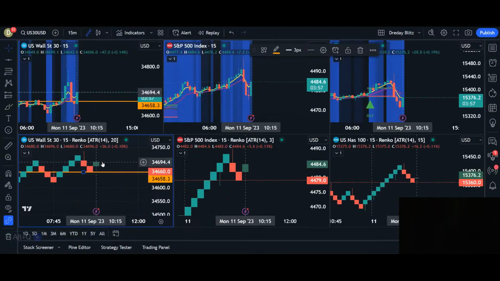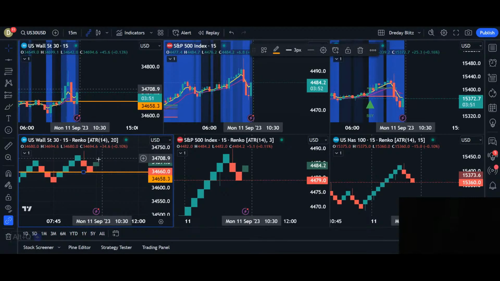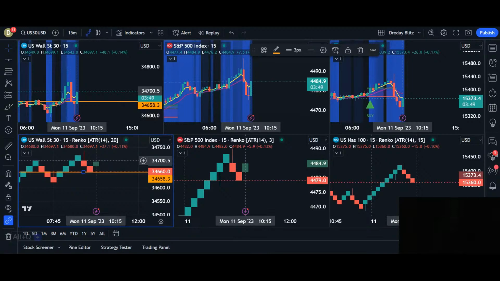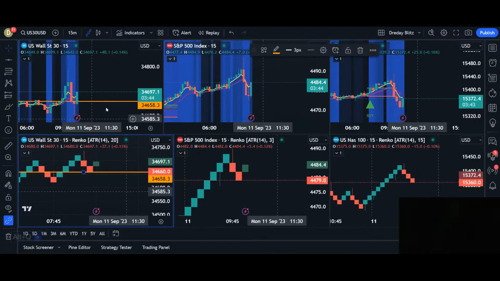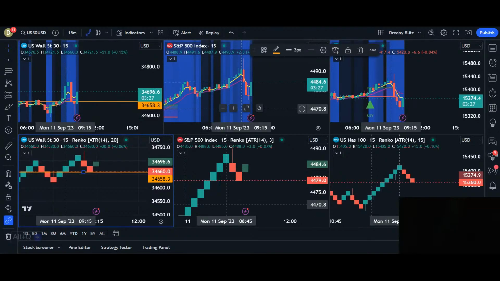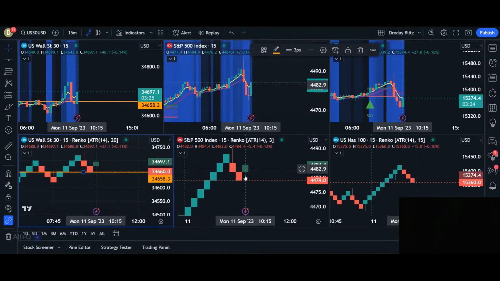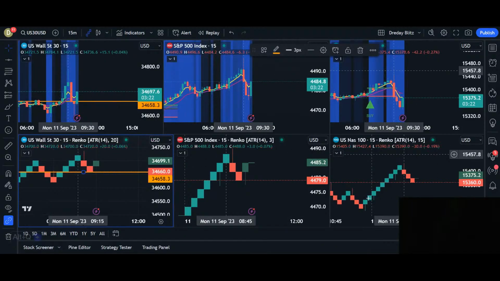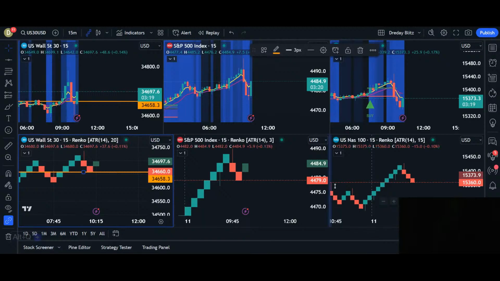As long as this Renko bar is not fully formed, we're not taking any other signals. When that is fully on and we have a buy signal, we'll take the trade here. That will be the best time to take the trade. S&P 500 is showing us that it's starting to reverse a little bit. Same thing for Nasdaq.